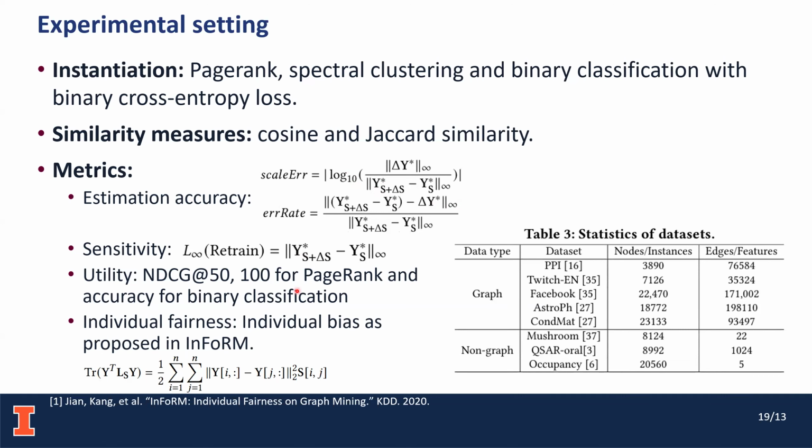And by evaluating the effectiveness of SOA, we are going to introduce three aspects of evaluation metrics, which include the sensitivity that measures the L infinity norm, the infinity norm of the change in the output. And also on the utility side, we have the NDCG for PageRank and accuracy for binary classification. And we adopt the individual bias introduced in InFoRM as the measurement for individual fairness.